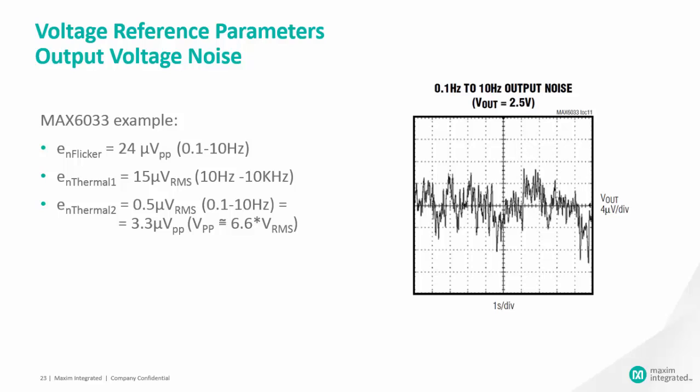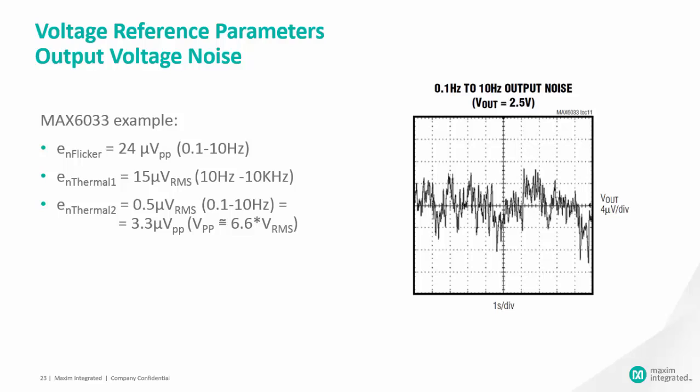Thermal noise is proportional to the square root of the frequency bandwidth of interest. Hence, in the 0.1 to 10 Hz range, where flicker noise dominates, at 0.5 microvolts RMS, thermal noise is negligible, as shown in the numerical example. For a Gaussian distribution noise, the peak-to-peak value will exceed the RMS value by a factor of 6.6 only 0.1% of the time. V peak-to-peak is approximately 6.6 times VRMS. Thus, 0.5 microvolt RMS corresponds to 3.3 microvolt peak-to-peak. Thermal noise is easier to filter out, being at higher frequency.